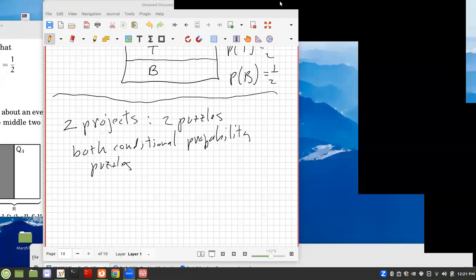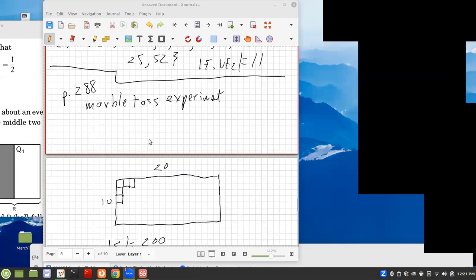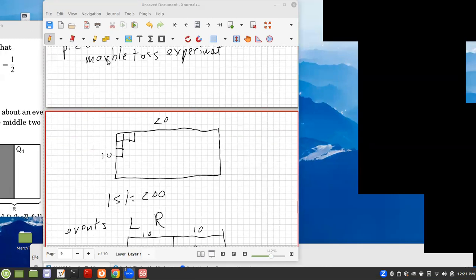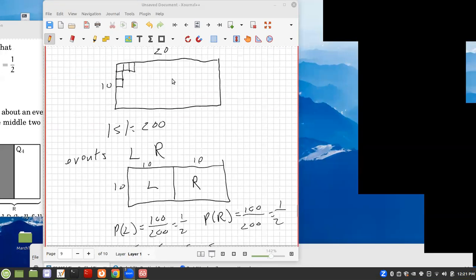Okay. So what I just introduced to you and forgot to record was that we're doing the marble toss experiment, described on page 288, and that we have a sample space of 200 little boxes. We'll toss a marble in, shake the box up. It's classical probability, equally likely to be anywhere.